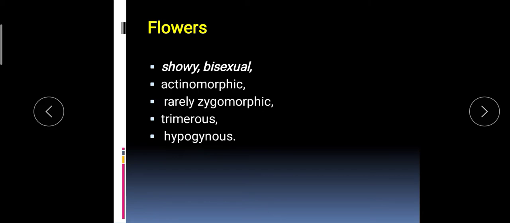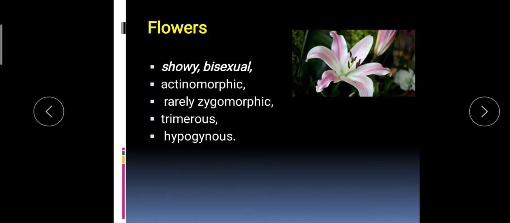They are actinomorphic. What do you mean by actinomorphic? You can cut them into two equal halves at any plane, and very rarely some have a zygomorphic condition. They are trimerous, in 3+3 condition, and hypogynous. So very, very important points: hypogyny and actinomorphy. Clear? While you studied Zingiberaceae, you know that is a zygomorphic condition. Here it is actinomorphic and hypogynous. See the flowers of Liliaceae.